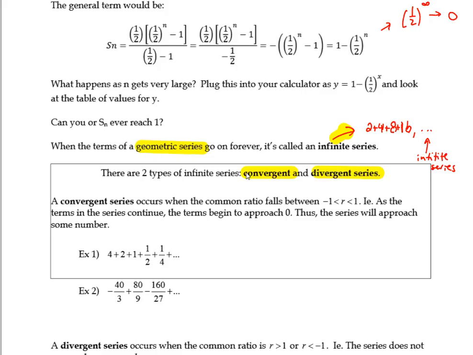Okay, plus signs. That would be an infinite series. So we want to add up the terms, and there's no final term, okay? So convergent, if something converges, it actually approaches something. So it's going to approach some number.